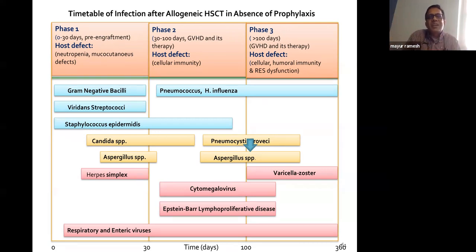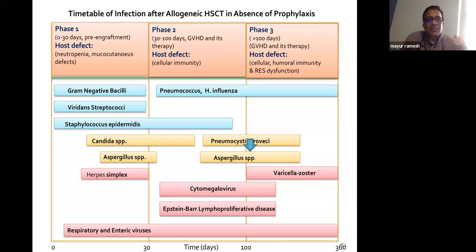So what are all the immune deficits that happen during phase one, which is pre-engraftment? From the time you initiated the conditioning regimen or chemotherapy to wipe out the marrow till you develop an absolute neutrophil count of 500 or higher for 2 days in a row. That is the definition for engraftment. During that period, the immune deficit is predominantly neutropenia, or innate immune deficit. And there are a lot of mucocutaneous deficits because you can develop a lot of mucositis.